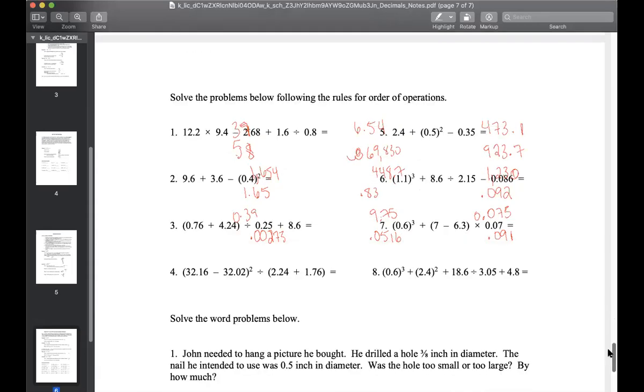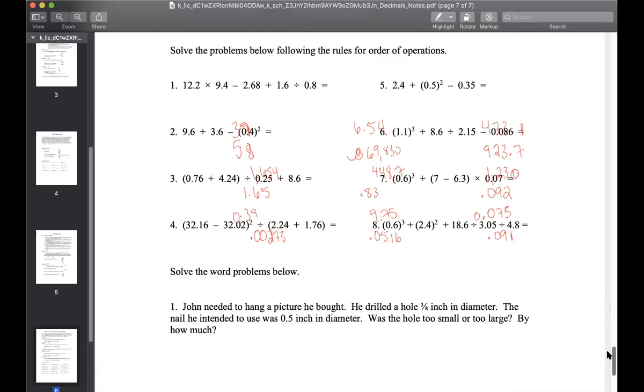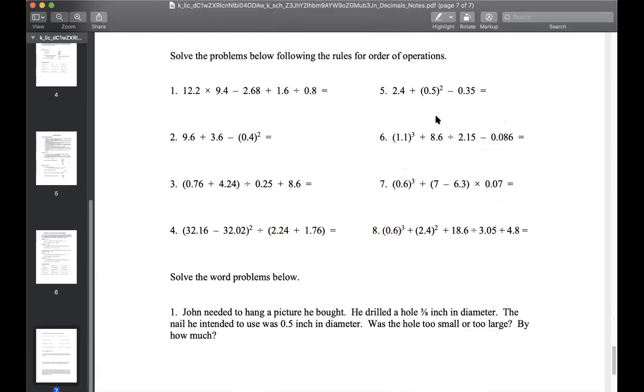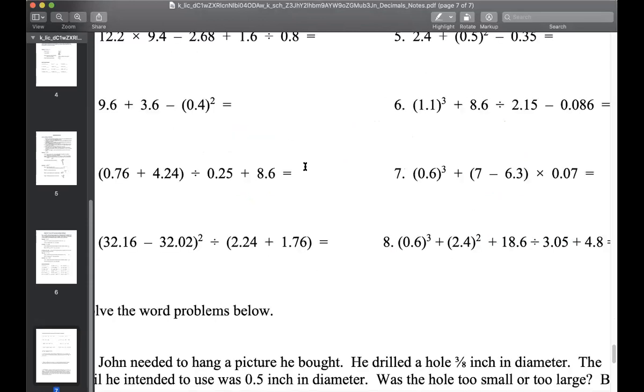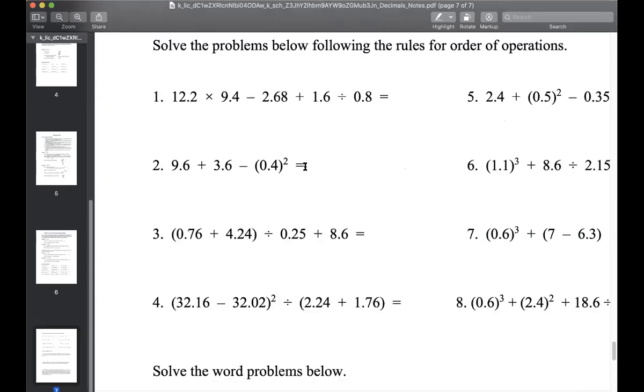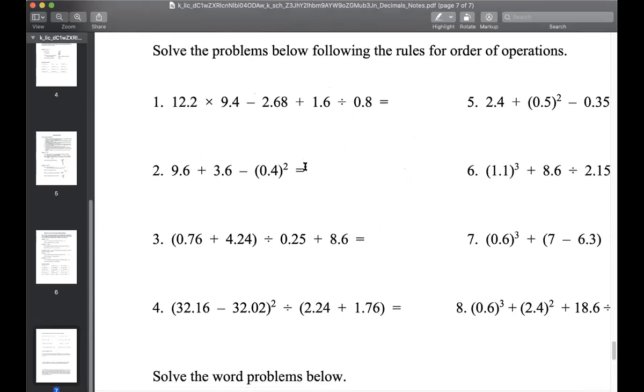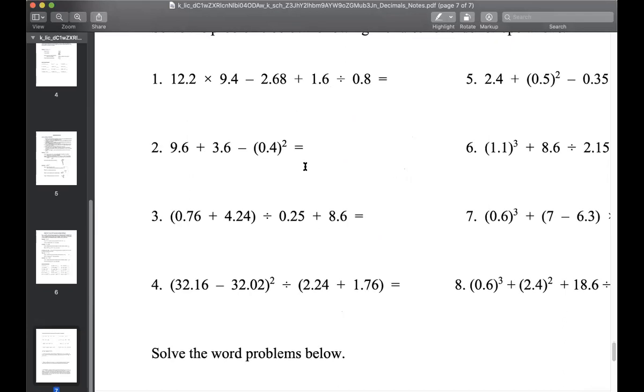Okay, all right. So here is the practice before we go. I'm gonna really put you guys to work now. We're gonna use this practice to see what we've learned today. We're gonna solve the problems following the rules for the order of operations.